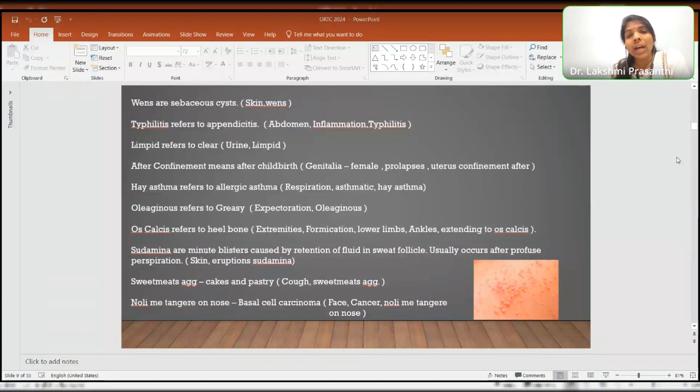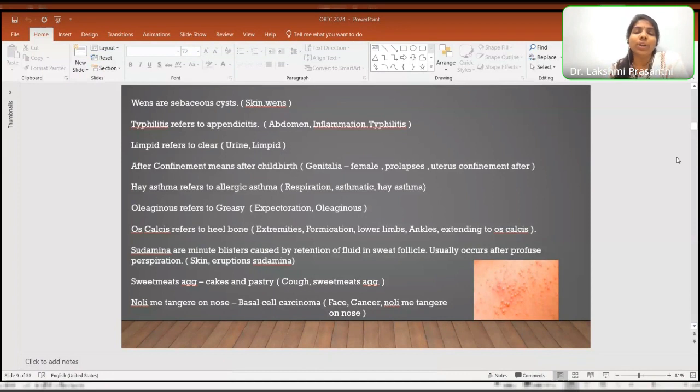Whereas cough sweets from can be taken when you're having the sugar content sweets, like the Indian sweets which we have, which causes a lot of cough. So that way we can easily differentiate whether to take cough sweetmeat aggravation or to take cough sweets from.